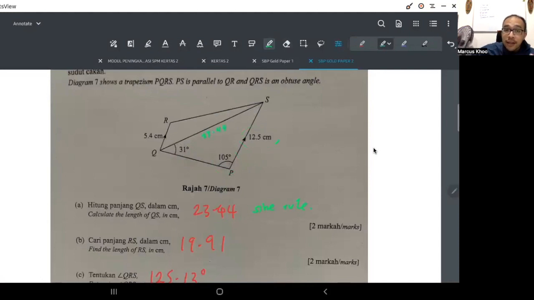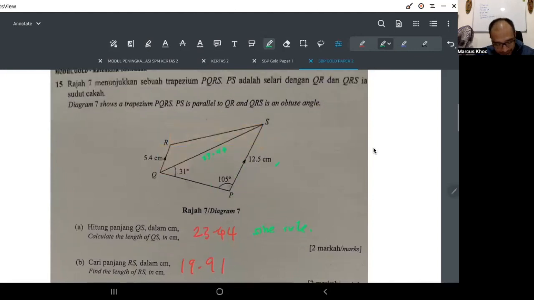Now, after that, find the length of RS. RS is over here. Now, we only have these two sides, but we don't have anything else, except that we have two parallel lines. And when we have two parallel lines, we know that there is the sudut selang-seli, the zigzag angle, or the alternate angle. Which means that this angle and this angle are the same value.